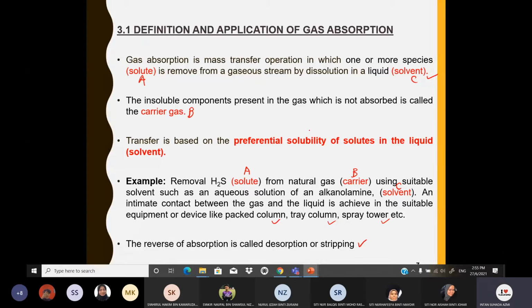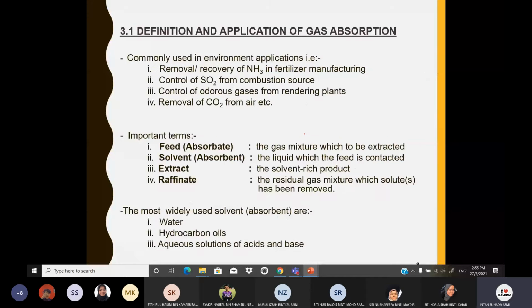Okay, so this one is just the application. You can look at gas absorption applications, for example, in removal or recovery of ammonia in fertilizer manufacturing, or control of sulfur dioxide from combustion sources, or removal of carbon dioxide from air. So gas absorption is a very important separation process in our life and in industry. This is an important term that you have to remember.